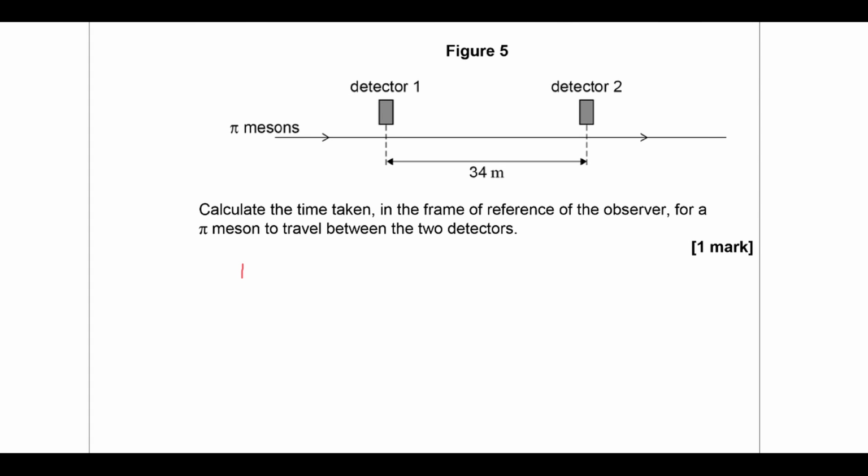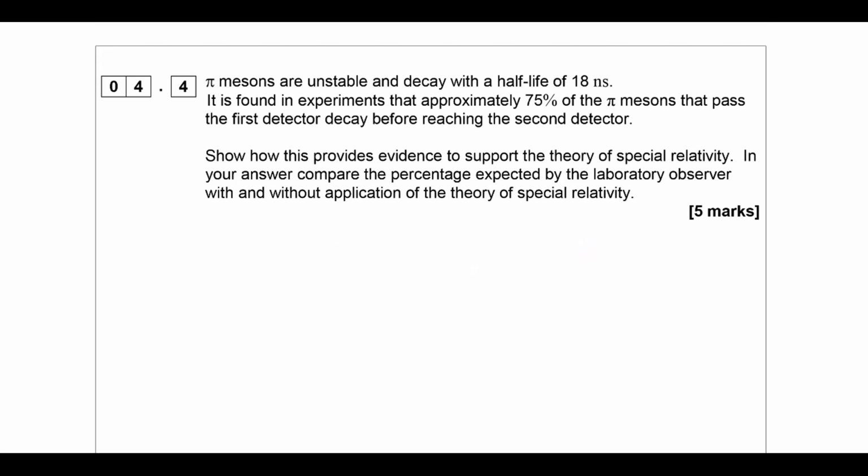So we're just going to use very basic motion. So distance divided by time, sorry, velocity even. So it's at 0.95 the speed of light. So that's done like this. And when we stick that into the calculator, so 0.95 times 3 times 10 to the power of 8, 34 divided by that gives you 1.19 and so on, so 1.2 times 10 to the minus 7 seconds there. That's how much it takes for the stationary observer.